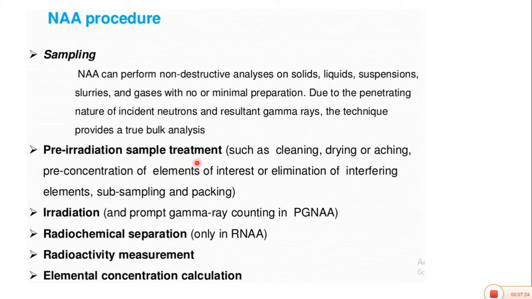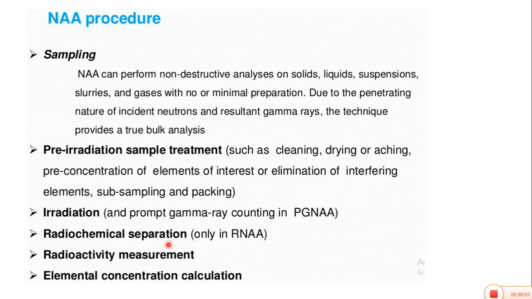So pre-irradiation sample treatment, such as cleaning, drying or ashing, pre-concentration of the element of interest or elimination of interfering elements, subsampling and packing. These are the usual procedures that are involved in each type of sample material when you are going to analyze it through any type of analytical technique. The other thing is irradiation. After pre-irradiation sample treatment comes irradiation. Irradiation means you bombard the sample material with neutrons or gamma photons.